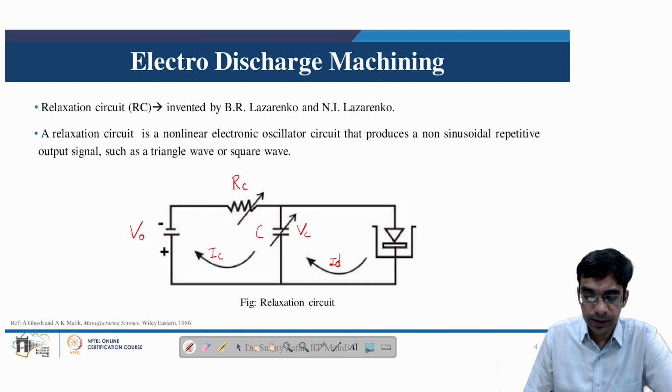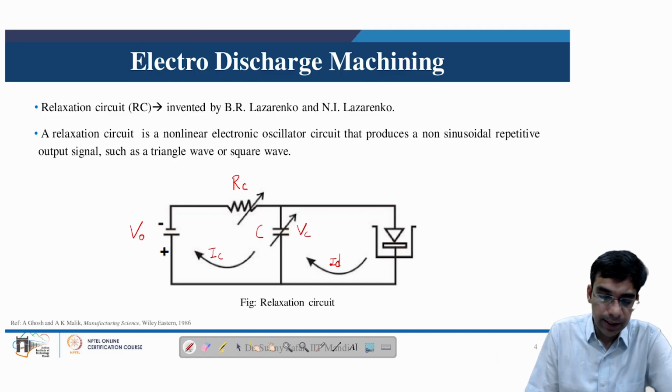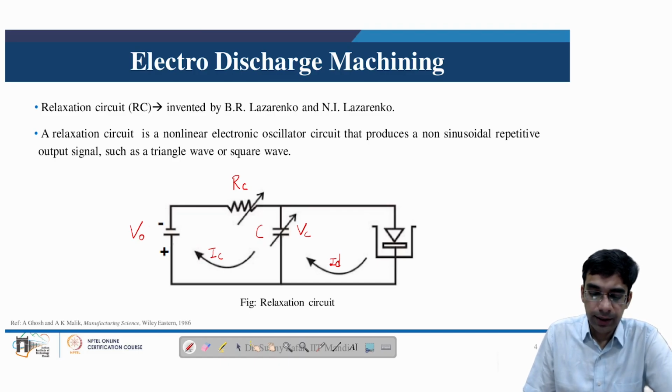So in the relaxation circuit, as the voltage is supplied, the capacitor stores the charge, and upon reaching the peak value, it suddenly discharges its charged value, which results in formation of several sparks.